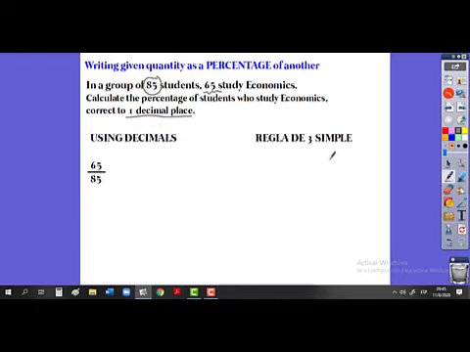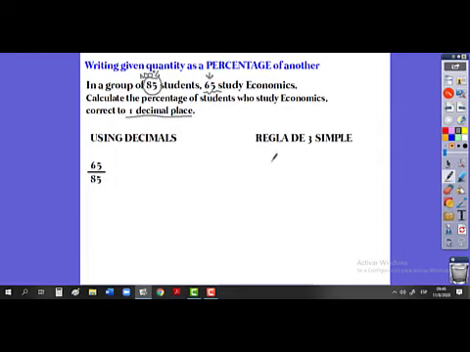So we know that the total amount of students is 85. So we know that 100% will be 85. That is what we need to identify. And then we want to know 65 students, what percentage of the total does that represent?